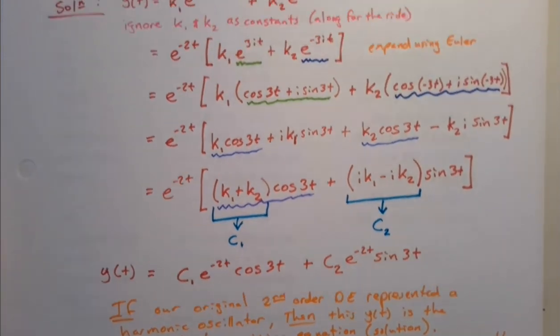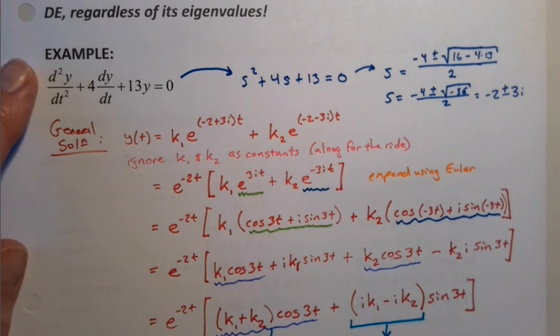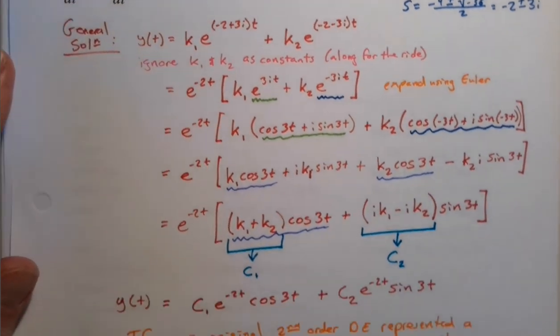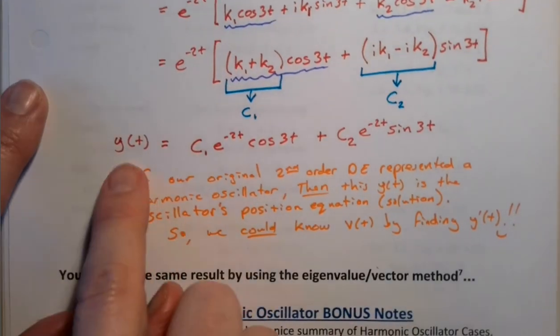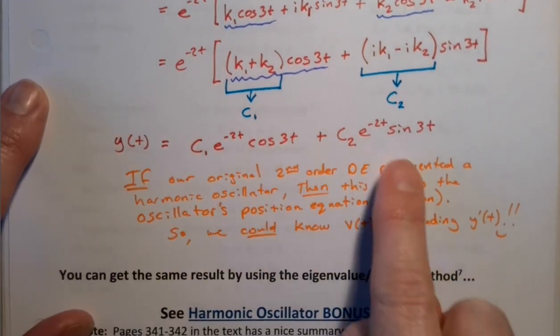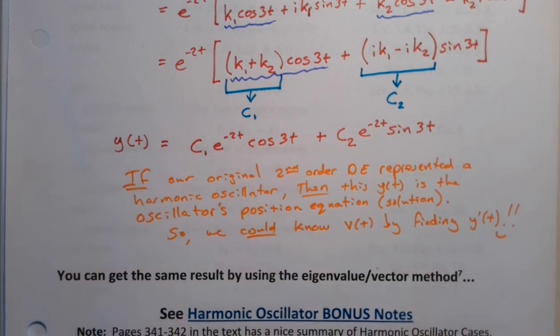But please, please pay attention to the idea that we didn't start off saying this was a harmonic oscillator. It doesn't have to be. It might be. And if it is, then we can get to this part down here and say if that's the position equation, we can find y prime to get the velocity equation. You can get the exact same result using the eigenvalue eigenvector method. It's just more tedious. So if you have the shortcut for a second order differential equation, by all means use it.